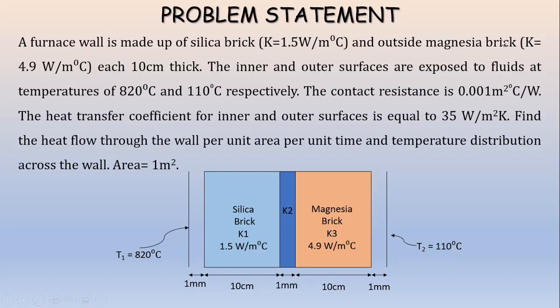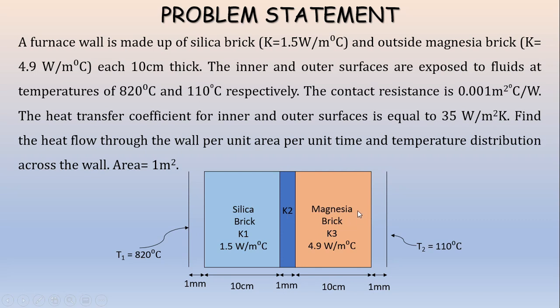Here this depicts the composite wall, that is the wall of the furnace. The furnace wall is made up of two different materials, the silica brick and the magnesia brick. There exists a small gap between the two surfaces, and this is treated as the contact resistance. As per the problem statement, this is the inner surface of the furnace and this is the outer surface of the furnace. The heat that is produced inside the furnace is convected to the inner wall of the furnace via the convection mode, and the conduction mode of heat transfer takes place from the silica brick to the magnesia brick via the small gap which has a conductivity of K2.